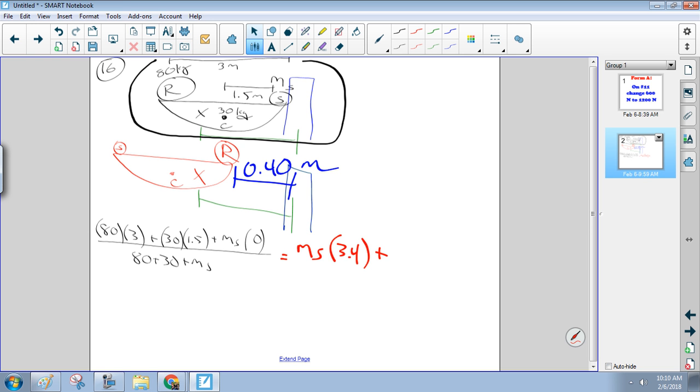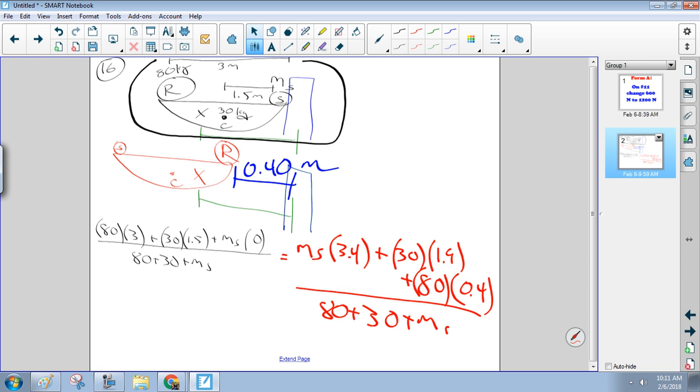Plus the mass of the canoe is 30 times what's its new position now, you guys? 1.9, right? Because it was at 1.5 and it scooted this way. So now we're at 1.9 plus Roy, and his position is 4.4. How far is Roy from the post? It's just 0.4, right? All over our total mass of 80 plus 30 plus the mass of Sally. Does that make sense?